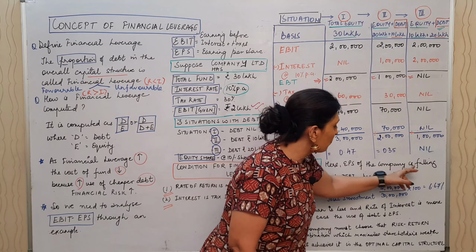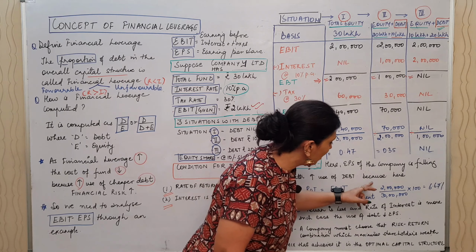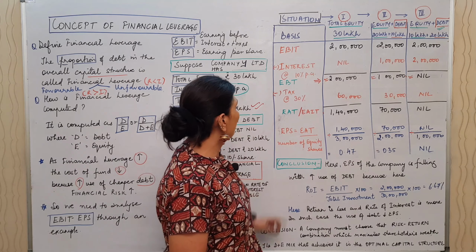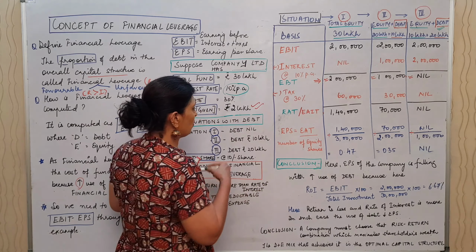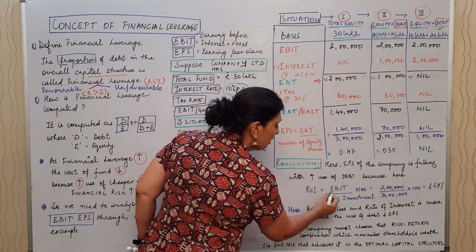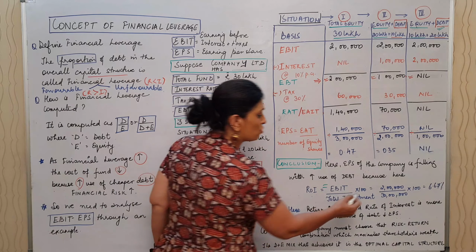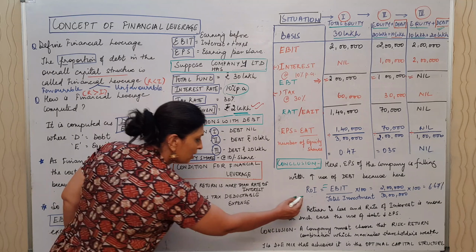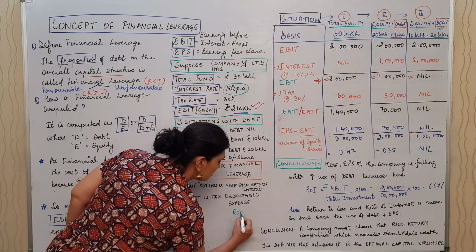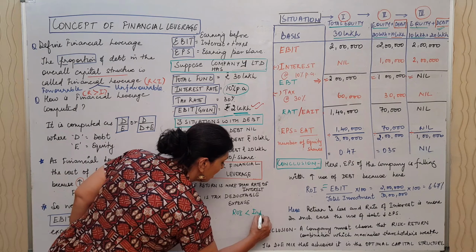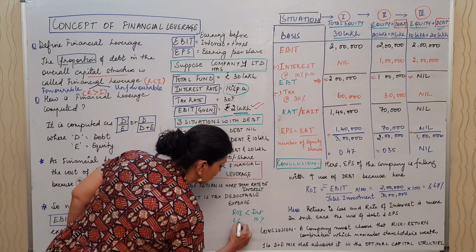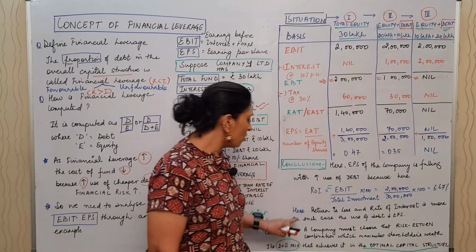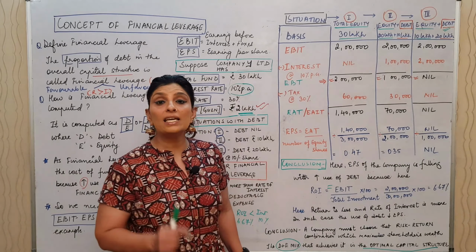Here earning per share of the company is falling with increased use of debt. Why? Return on investment, that is earning before interest and taxes, is 2 lakh rupees. We are talking about this 2 lakh. Earning before interest and taxes upon total investment, that is 2 lakh by 30 lakh into 100, is 6.67%. So here return on investment is less than the interest. Interest is 10% and return on investment is 6.67%. So here return is less and rate of interest is more. In such a case, use of debt decreases the earning per share.